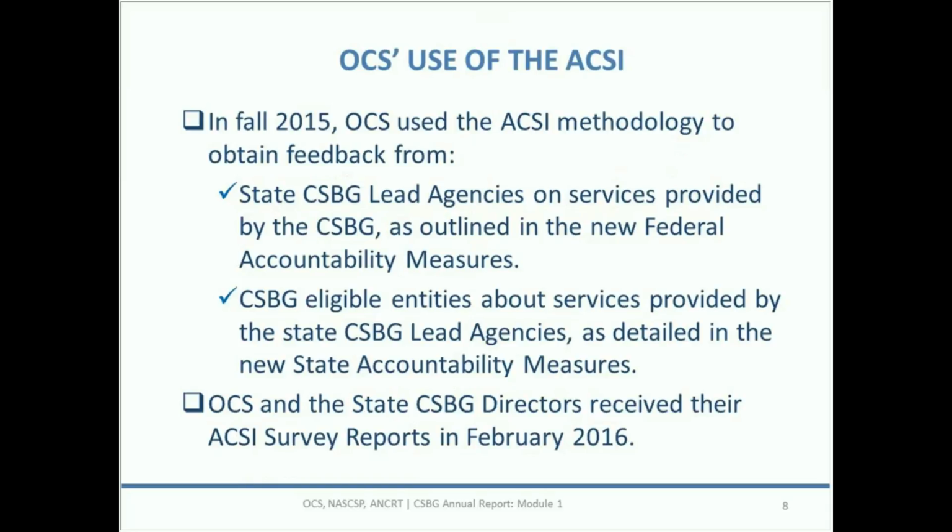At about the same time, OCS surveyed the eligible entities in terms of how the state agencies are providing service in line with the state accountability measures on that survey. Those surveys were both completed over a couple of months' time, and the states received their specific state reports in February of 2016. And those reports gave them scores on each of the areas that were surveyed, like involvement of the eligible entities in the development of plan, like training and technical assistance, like linkages and communication. And they got their overall scores, as well as all the comments that were received. So each state got its own state report.